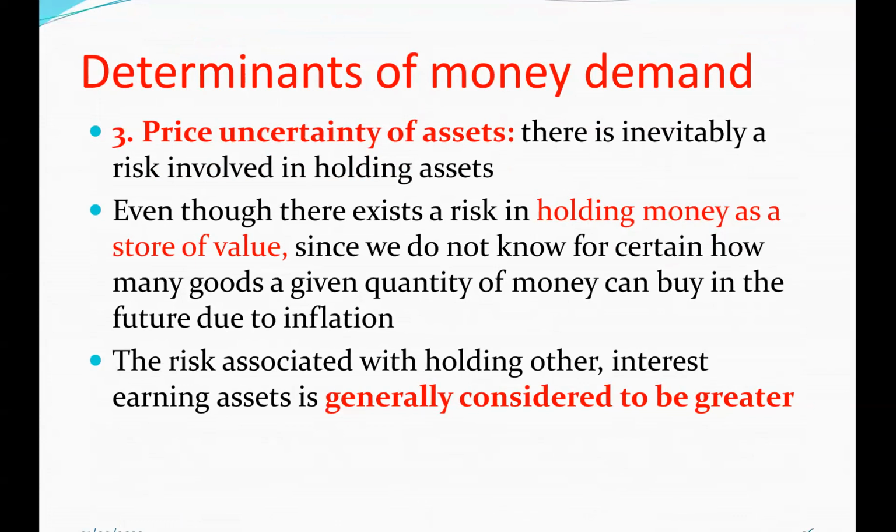The third is the price uncertainty of assets. There is inevitably a risk involved in holding assets. There also exists a risk in holding money as a store of value, since we do not know for certain how many goods a given quantity of money can buy in the future due to inflation. The risk associated with holding other interest earning assets is generally considered to be greater.